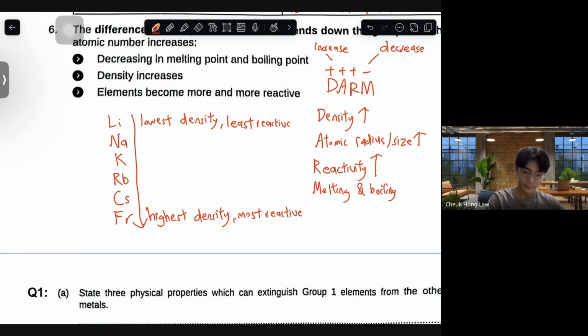Melting and boiling point. Okay, Kriti asks, does this mean down the group from lithium to francium, the size increases? Yes, the size of the atom increases. Okay, the atomic size increases.